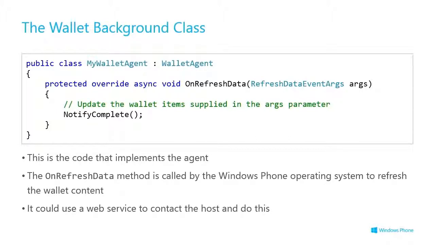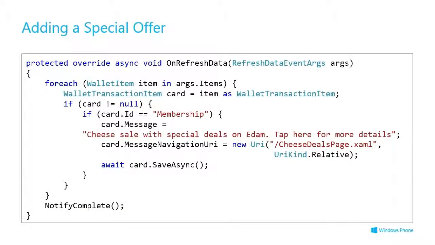This is what it looks like. And you see the base class. You probably won't remember from yesterday, but the base class of a regular scheduled agent was not wallet agent. It was something else. And we had on invoke, the main method that gets executed on the other one. In this one, it's called on refresh data, and it takes a refresh data event args object. And again, that could be a web service or something it calls to do that.